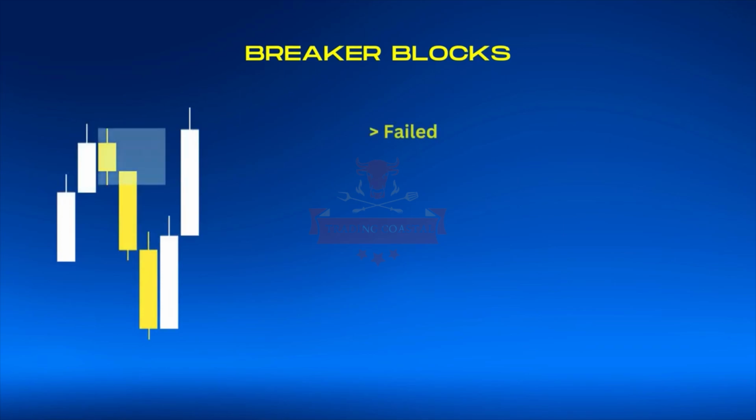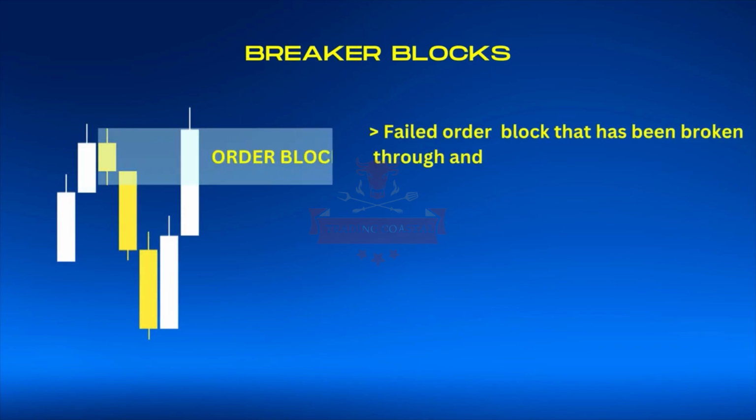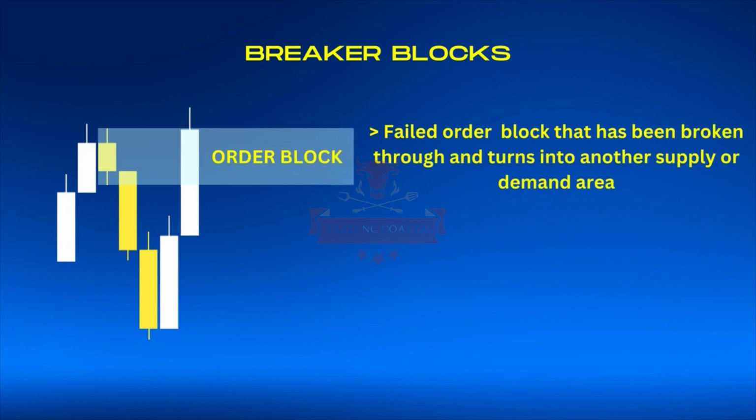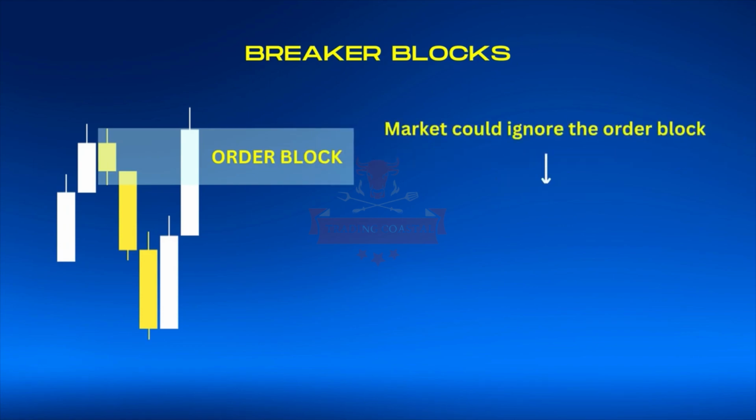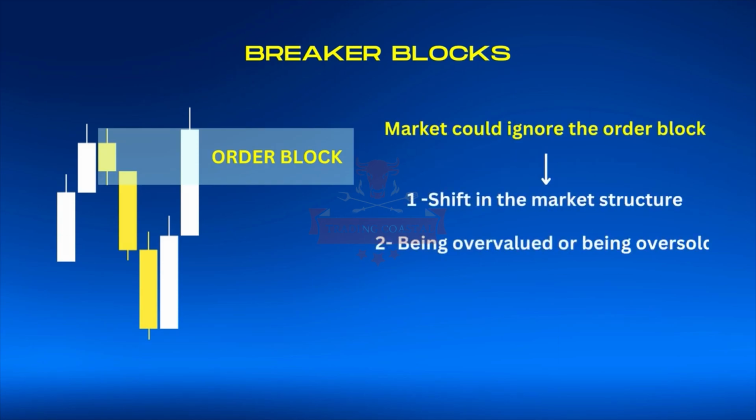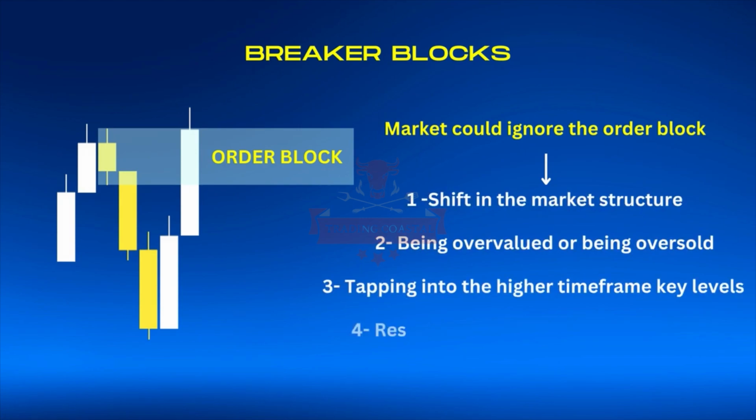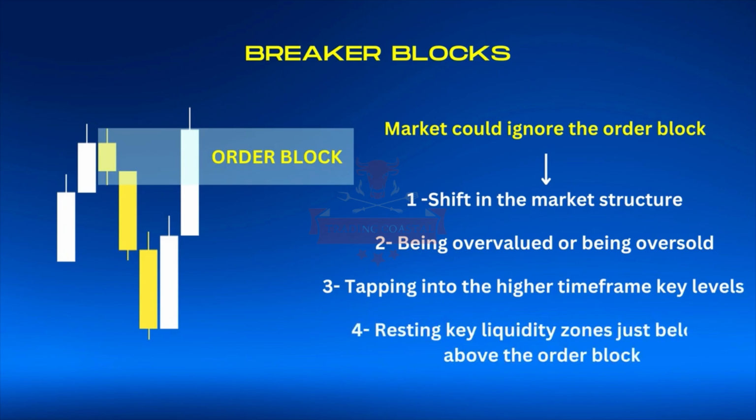Let's see the next order block, the breaker block. A breaker block is a failed order block that has been broken through and turned into another supply or demand area on the chart. As you know, the market could ignore the order block, supply and demand for many reasons, including a shift in market structure, being overvalued or oversold, tapping into the higher timeframe key levels, or retesting key liquidity zones just below or above the order block.